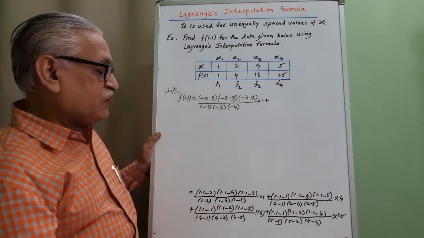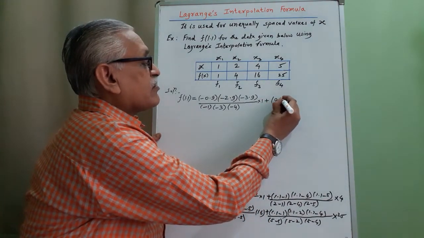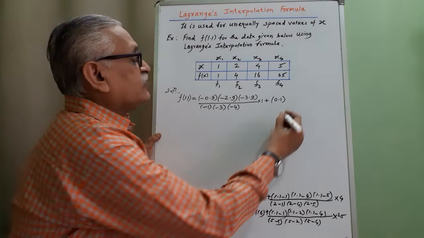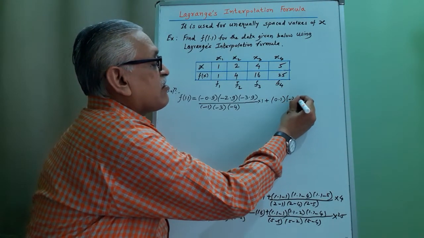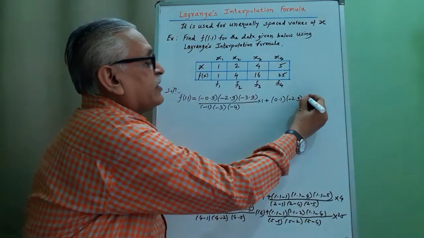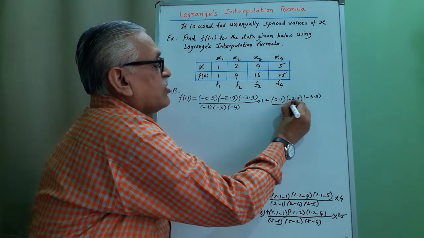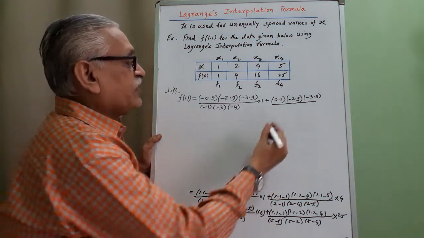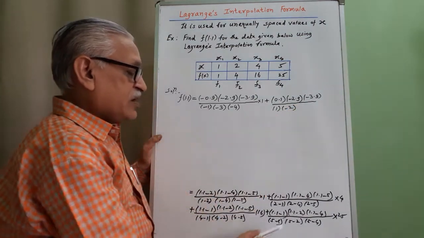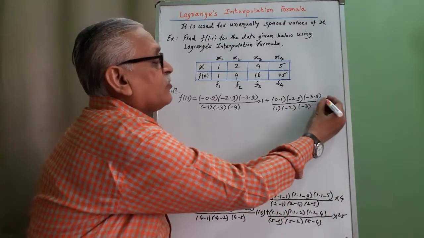it is 1.1 minus 1, we get 0.1, 1.1 minus 4 we get minus 2.9, 1.1 minus 5, that value is minus 3.9, whole divided by 2 minus 1 we get 1, 2 minus 4 we get minus 2, and 2 minus 5 we get minus 3. Into f2, the value is 4.